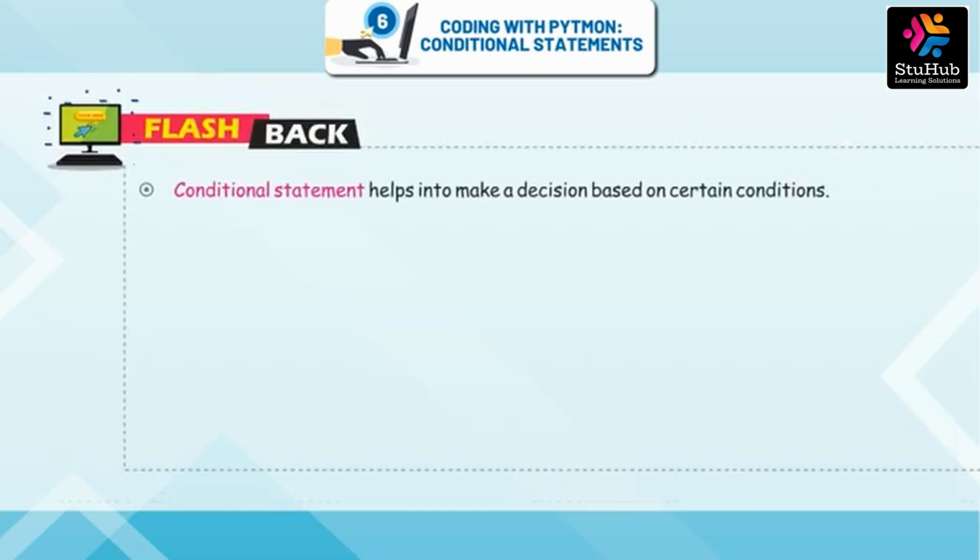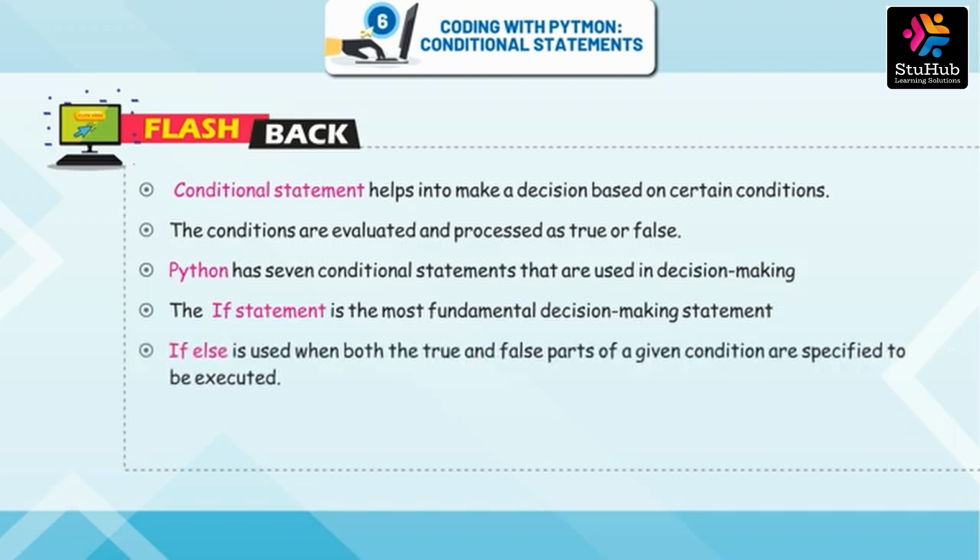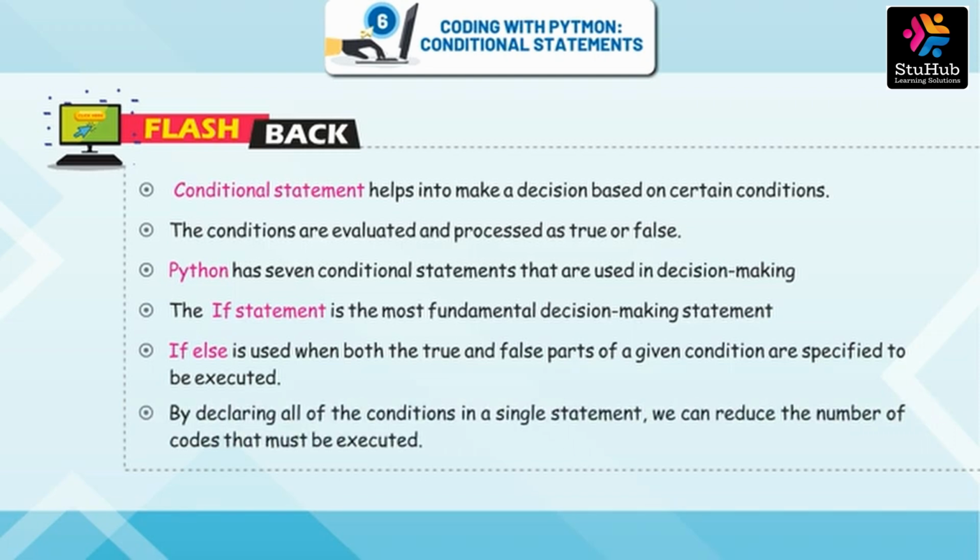Flashback. Conditional statements help in making a decision based on certain conditions. The conditions are evaluated and processed as true or false. Python has 7 conditional statements that are used in decision making. The if statement is the most fundamental decision-making statement. If-else is used when both the true and false parts of a given condition are specified to be executed. By declaring all of the conditions in a single statement, we can reduce the number of lines of code that must be executed.